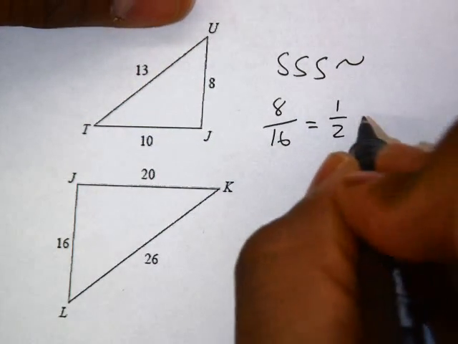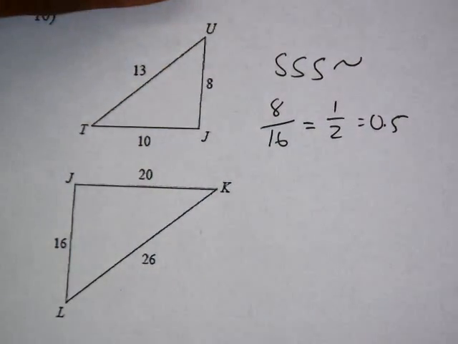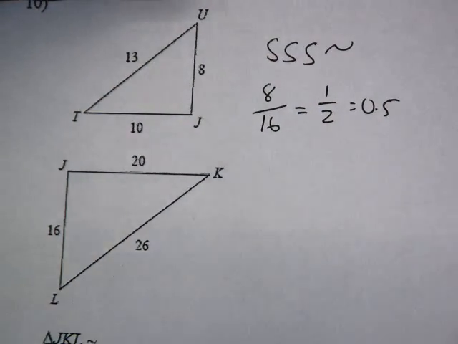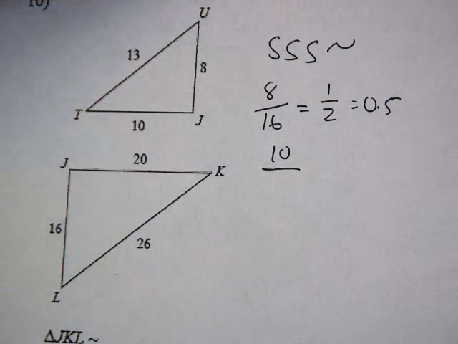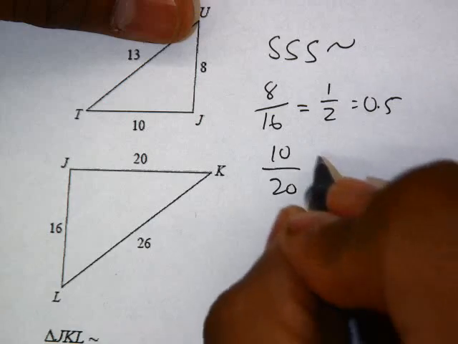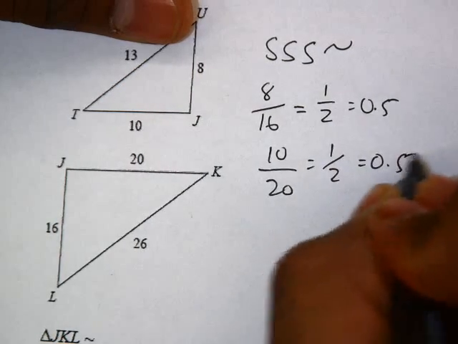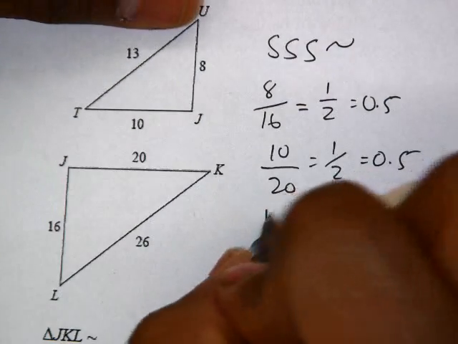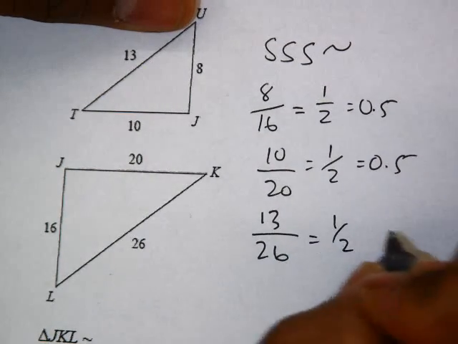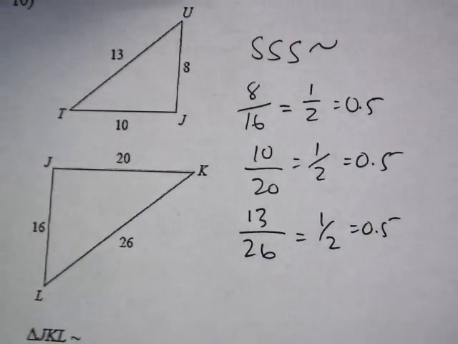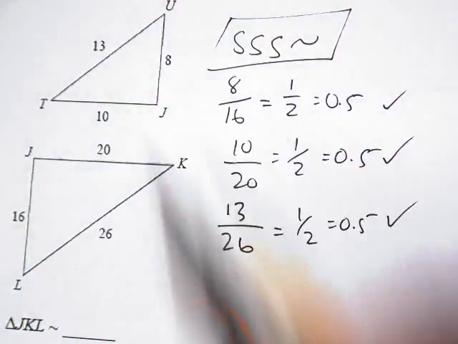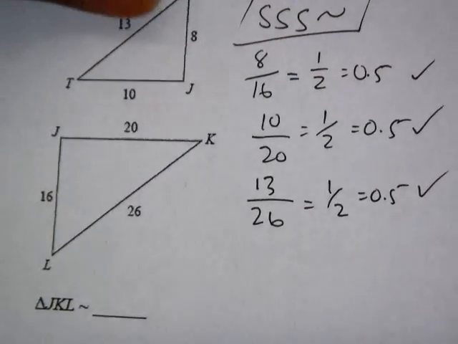8 over 16 is 1/2 or 0.5. I want to make sure all these sides have the same ratio. Go with 10, that's the middle side. 20 is the middle side over here. 10 over 20 is 1/2 or 0.5. Pick 13, that corresponds to 26. That's also 1/2 or 0.5. So yes, all these are proportional. So the triangles are similar by side, side, side.